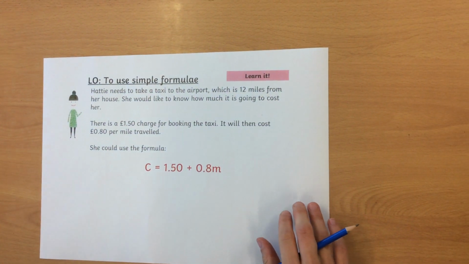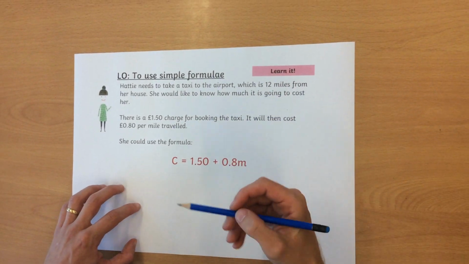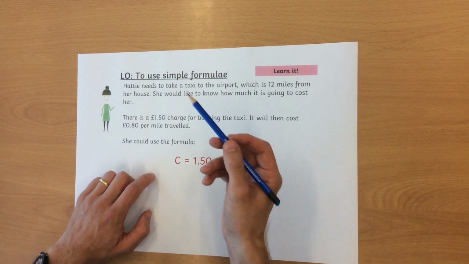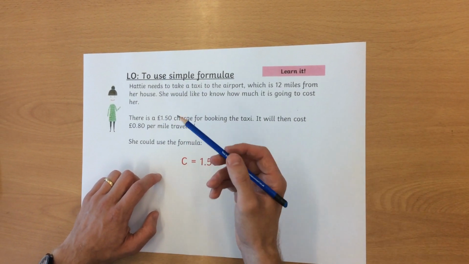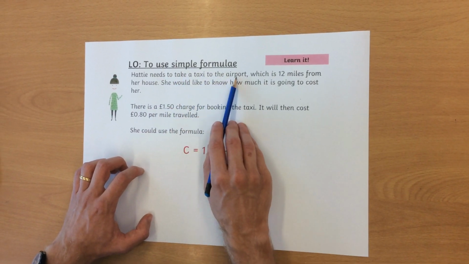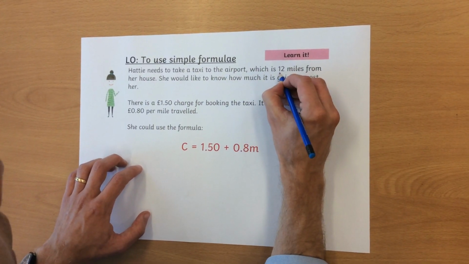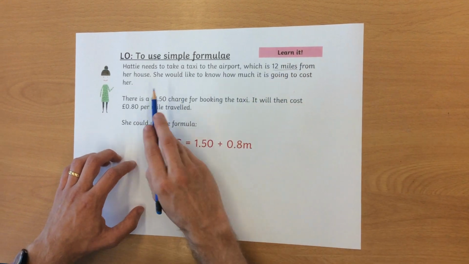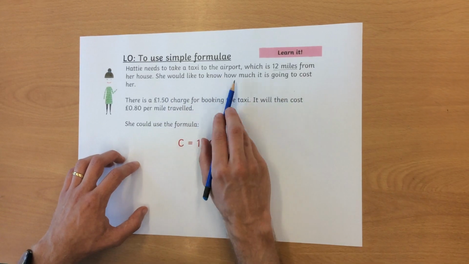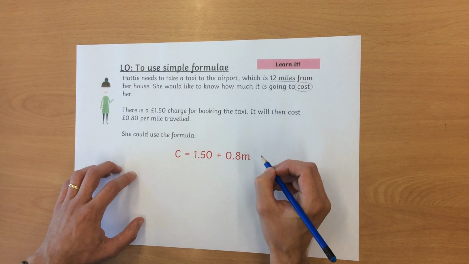But the actual task today is going to be looking at this, okay? So this is a Learn It, and I'm going to talk you through the steps and how to answer questions like this. So first of all, let's read this problem and see if we can find any important information. It says, Hattie needs to take a taxi to the airport, which is 12 miles from her house. So I'm just going to draw a line on 12 miles. It's probably going to be important information for later on. She would like to know how much it's going to cost her. So this is what I need to calculate. I need to calculate the cost.